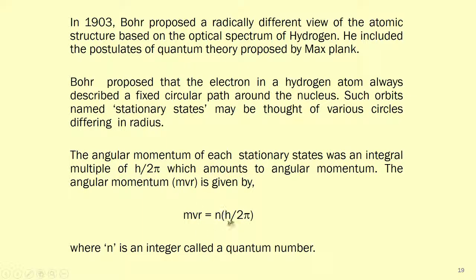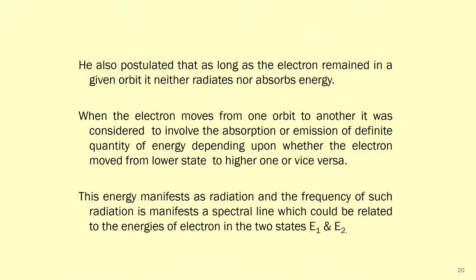So n cannot be a fraction according to the quantum mechanical rule. This is the beauty. n can be 1, it can be 2, it can be 3, it can be 5, it can be any number, but it can't be 1.2 or 1.5 or 2.7 like that. So n is an integer called the quantum number. This concept Bohr included in the atomic structure.